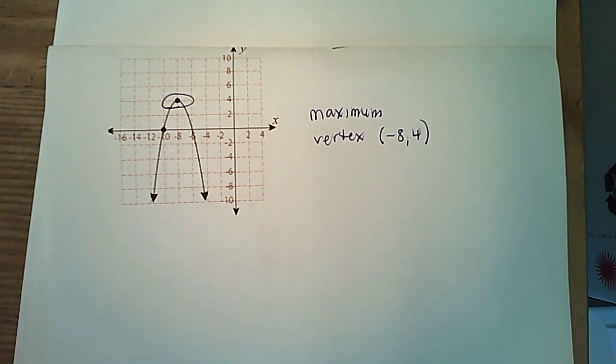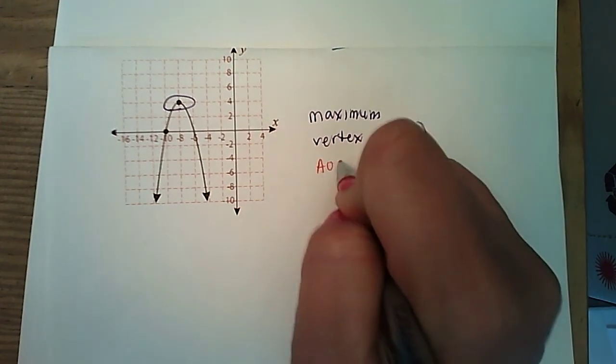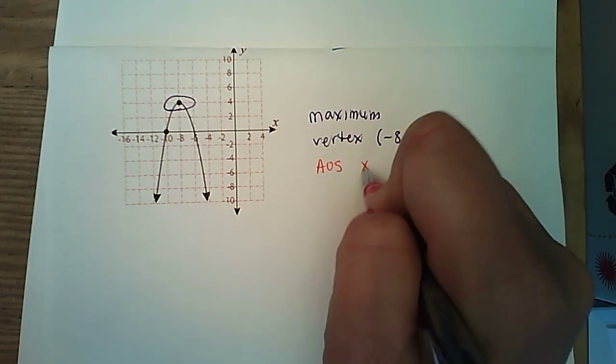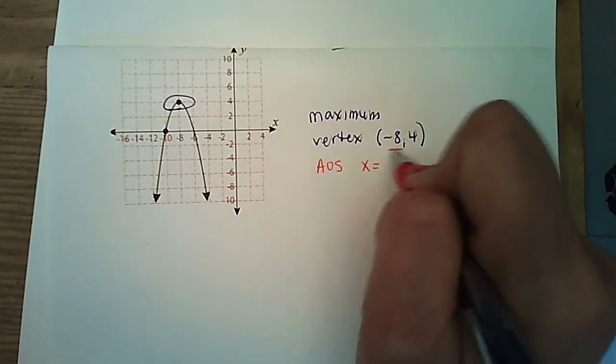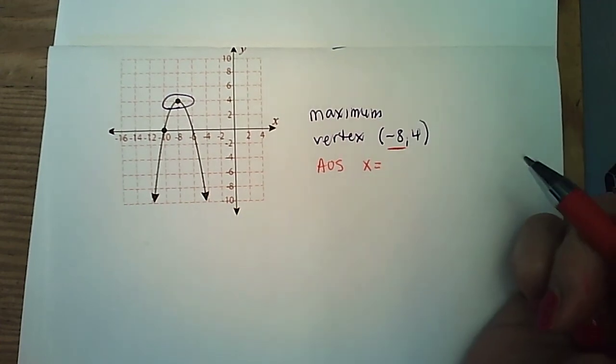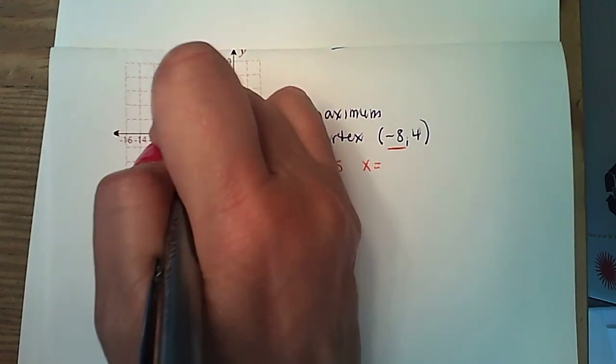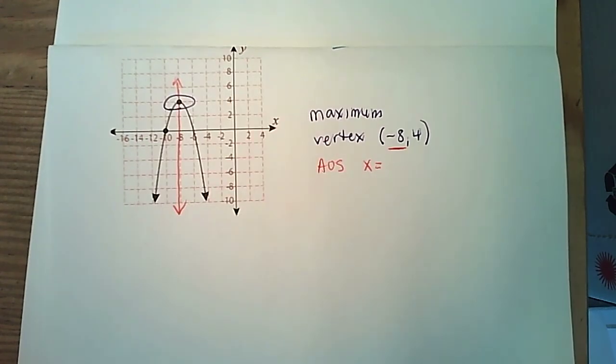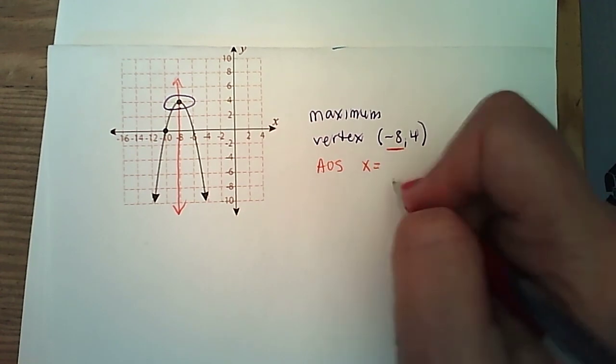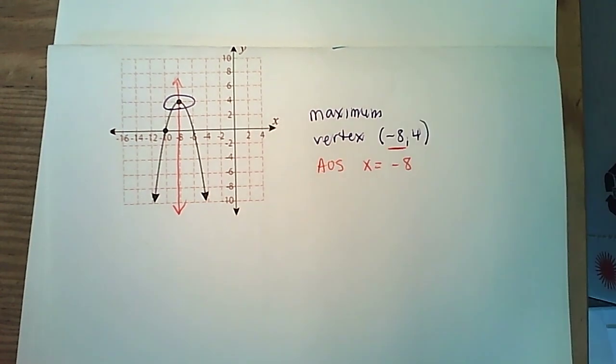So now I want to know the axis of symmetry. Remember, the axis of symmetry is the equation x equals. It comes from my vertex x, and it goes right down the center of that graph. It is my line of symmetry. That is my axis of symmetry. So in this case here, it's x equals negative 8.